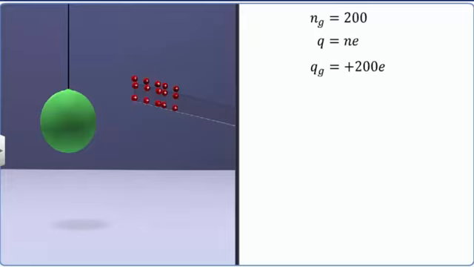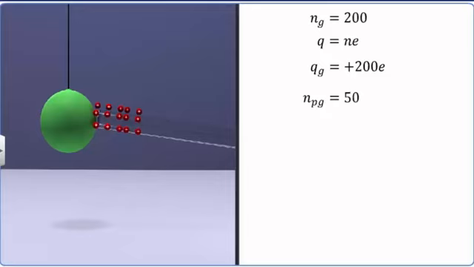Now, when this glass rod was in momentary contact with the pith ball, let us assume that because of the electrostatic attraction, a few electrons, say Npg equal to 50, are transferred from the pith ball to the glass rod. Now, the pith ball has the deficit Np of 50 electrons, which implies that the charge on the pith ball, Qp, is equal to plus 50e.